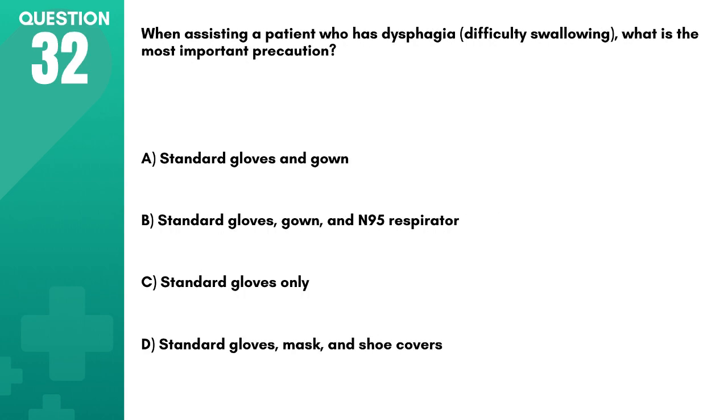Question 32. When assisting a patient who has dysphagia, difficulty swallowing, what is the most important precaution? A. Offer the patient large bites of food. B. Encourage the patient to drink liquids rapidly between bites. C. Ensure the patient is sitting upright during and after feeding. D. Allow the patient to lie down immediately after eating.